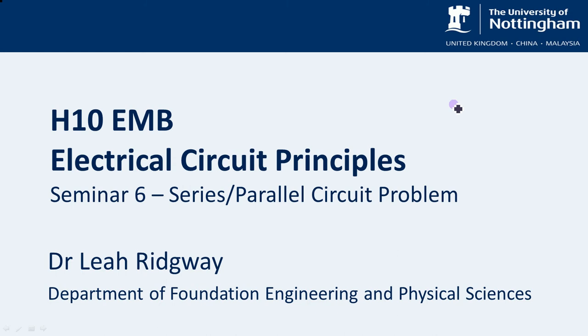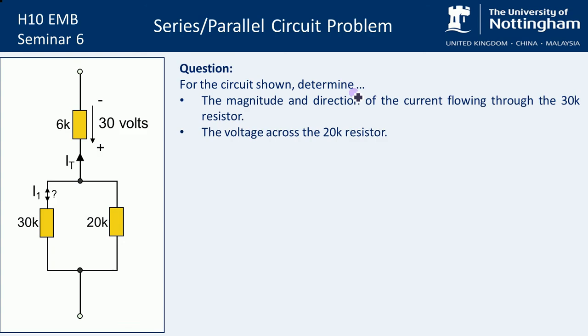Next up, we're going to look at what I would call a series parallel circuit problem, because we have a combination of series and parallel resistors that we need to solve to find the voltages and currents. This is the type of problem I'm talking about, and again, a typical exam question. For the circuit shown, determine the magnitude and direction of the current flowing through the 30k resistor, which is this current over here we need to find, and also find the voltage drop across this 20k resistor here.